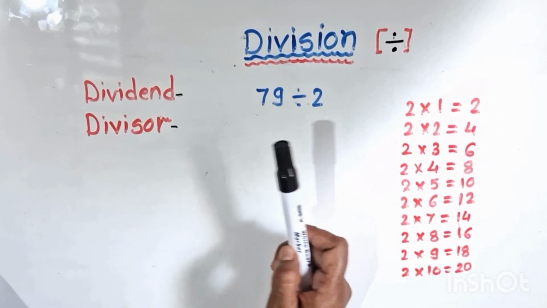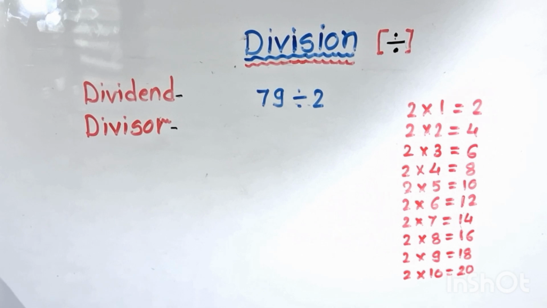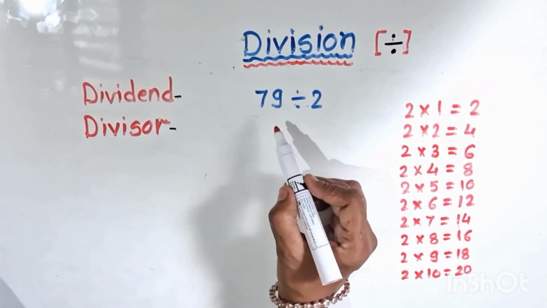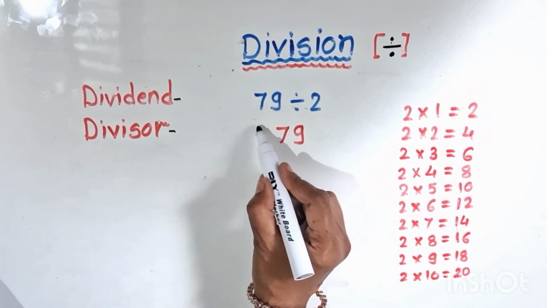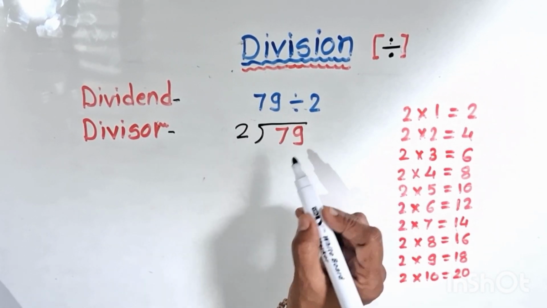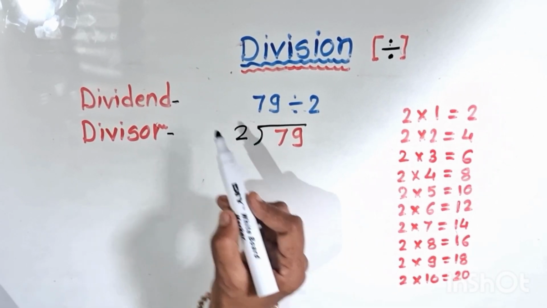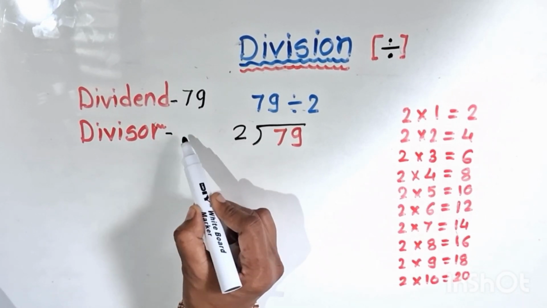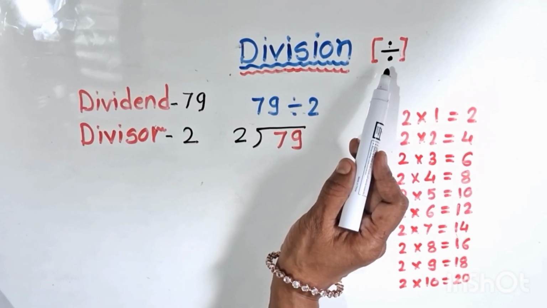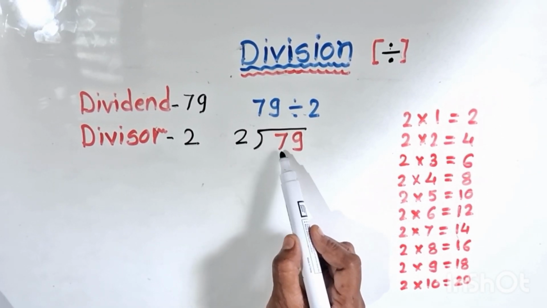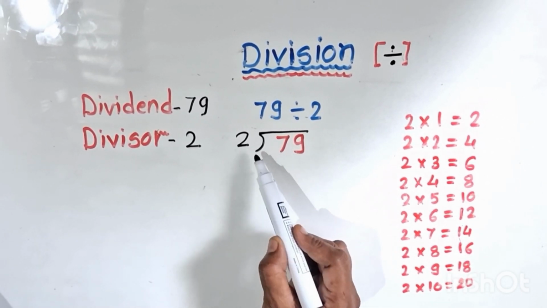Okay? Come on. See, our sum is 79 divided by 2. So, how are we going to write that? 79 divided by 2. 79 is the dividend in this sum and 2 is the divisor. This is the sign of division. But we have to arrange it like this: 79 divided by 2. That means you have to divide 79 by 2.